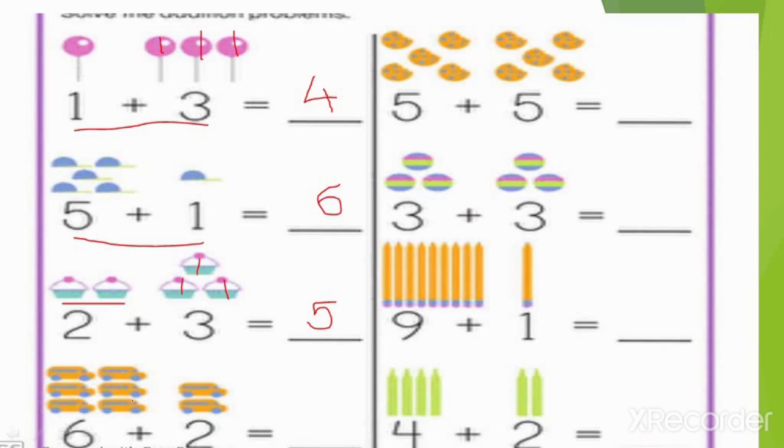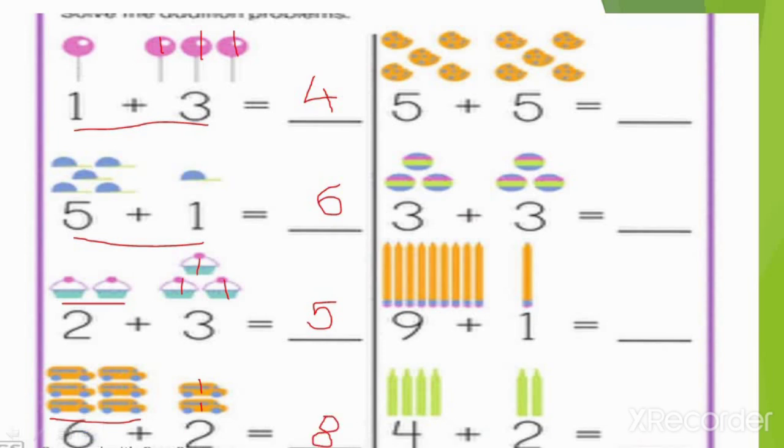Okay? Next is 6 plus 2. So what should we do? As this is 6 plus 2 and these objects are, look, 1, 2, 3, 4, 5 and 6. Okay? So keep in your mind 6, and start counting after 6, 7 and 8. So by adding 2 to number 6, we get number 8.